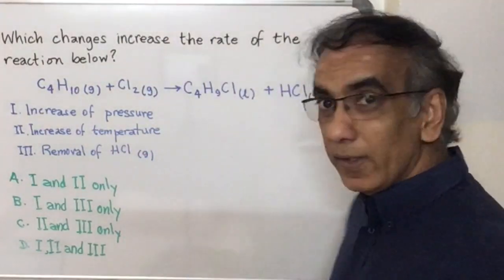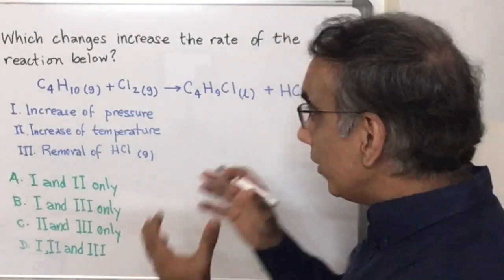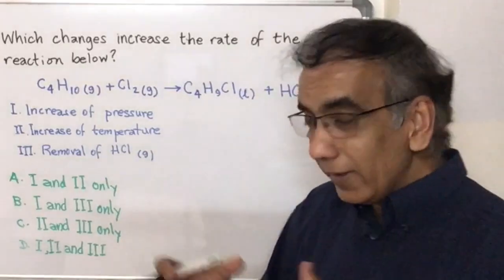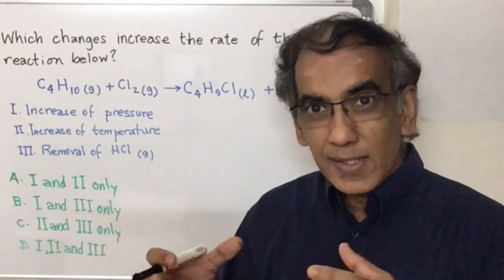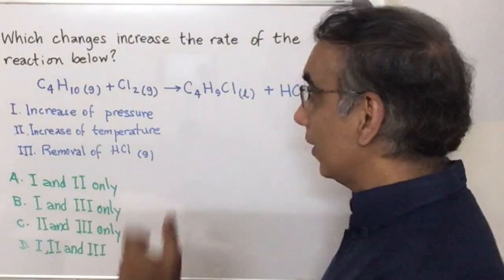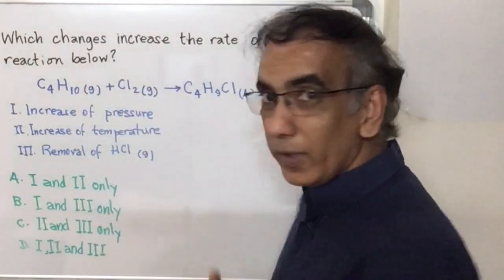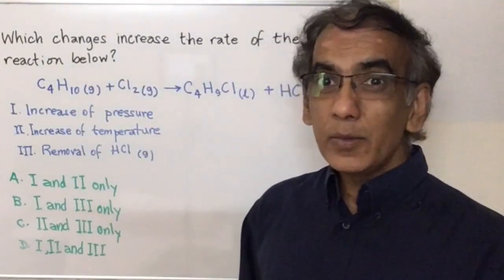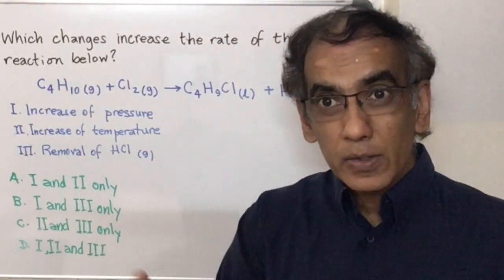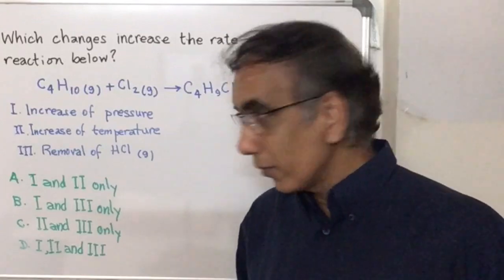Let's look at the first one, the increase in pressure. When you increase the pressure and you have two gases reacting, then what that effectively does is it compresses the gas particles together, making the chance of a collision with one gas particle with another one much higher. Basically what this does is it increases the concentration. Increasing the concentration increases the rate of the reaction.